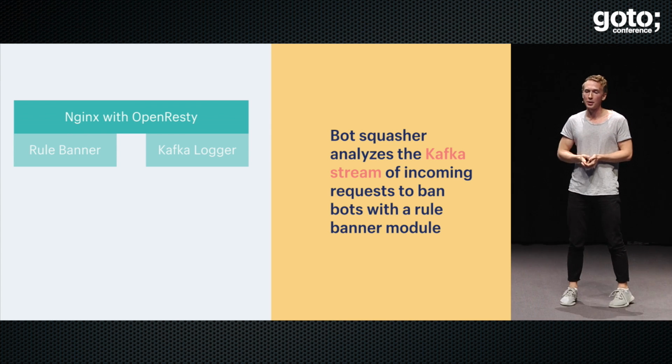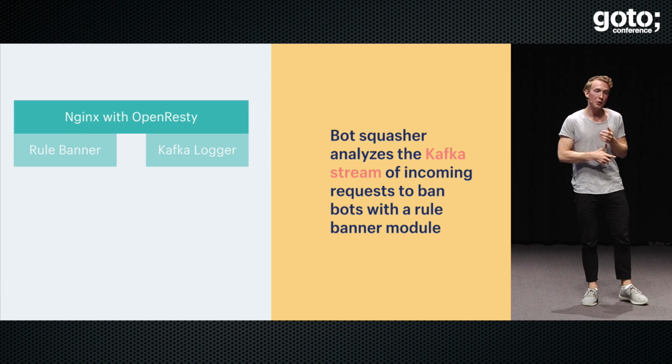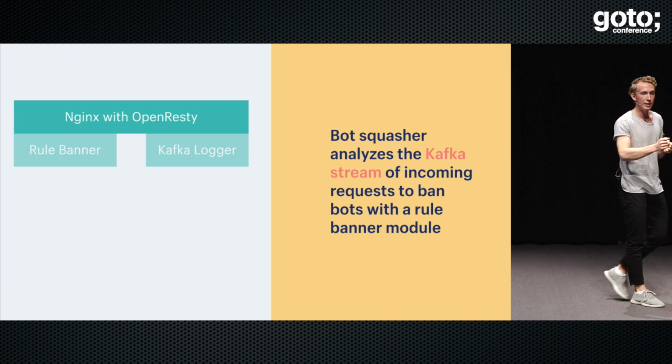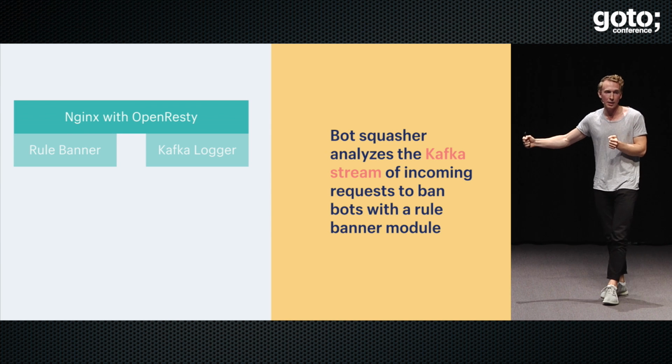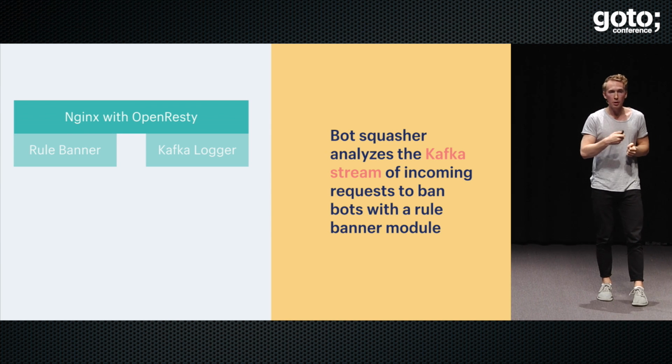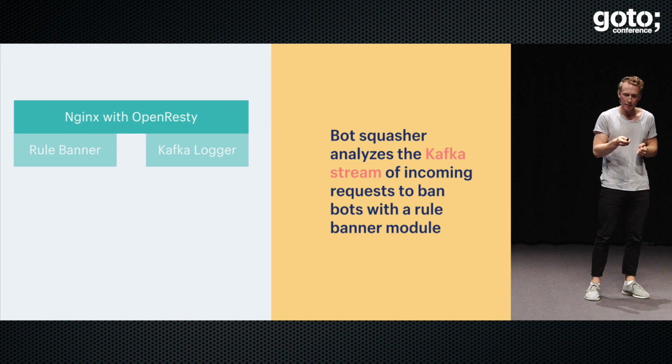The Kafka logger module is one that we've had for a long time. Every single request that comes into Shopify is logged into Kafka, a distributed message bus, and all the messages there are relayed into our data warehouse. But we can also consume these messages in real time and make decisions about them.